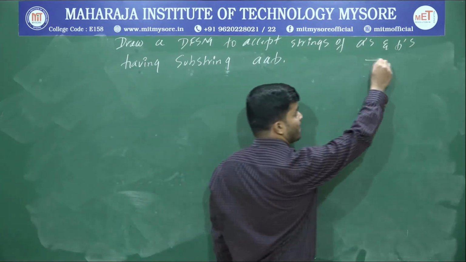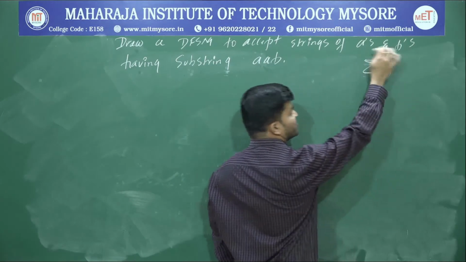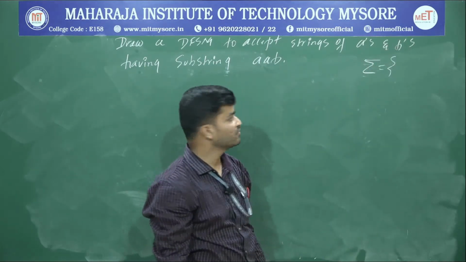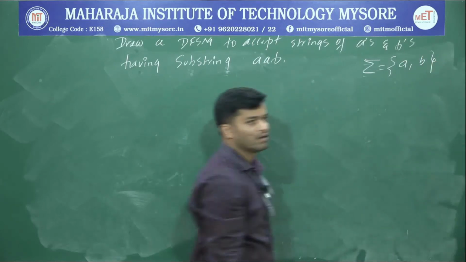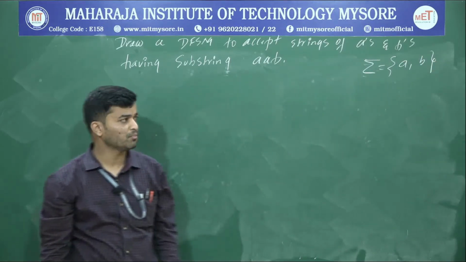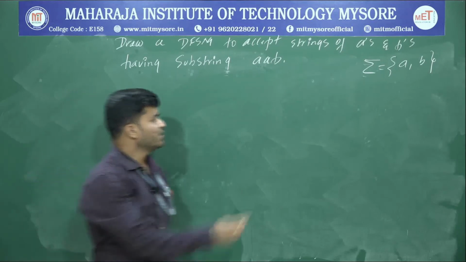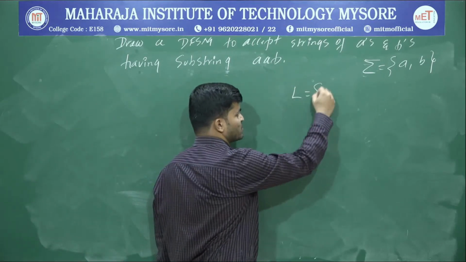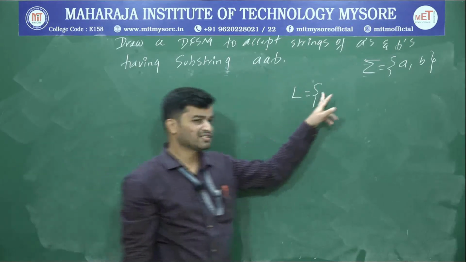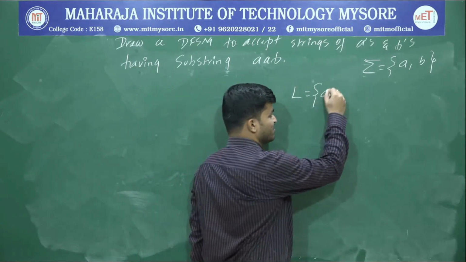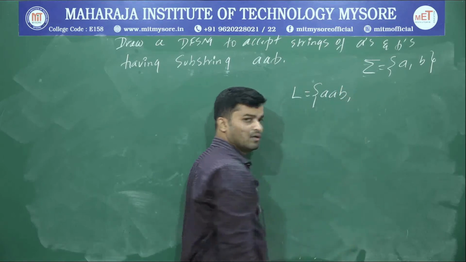First you write your sigma. Strings of A's and B's, therefore sigma is going to become A comma B. Next you write the language. So how to write that language? With substring AAB, in the worst case I'll get the string itself, that is AAB.